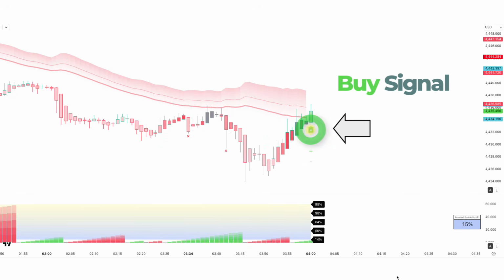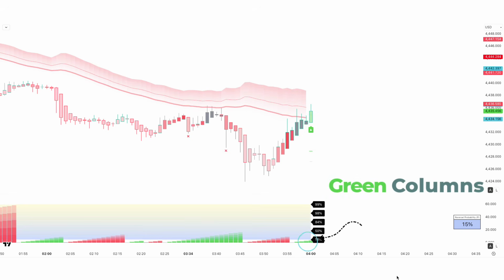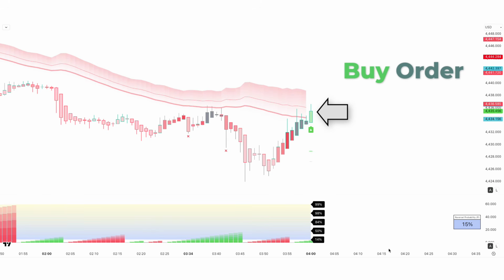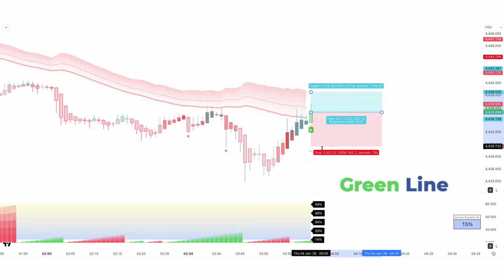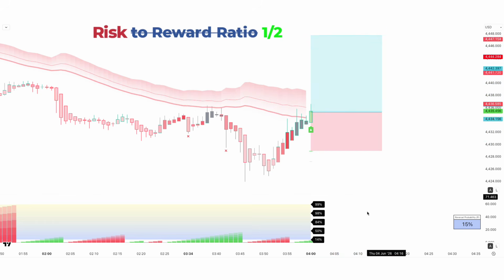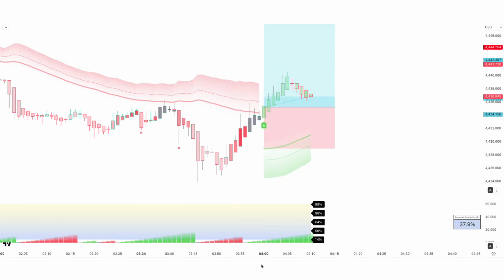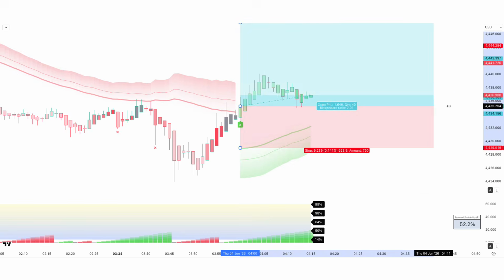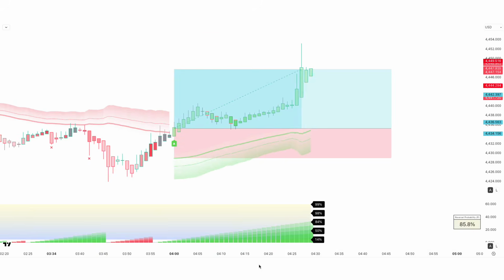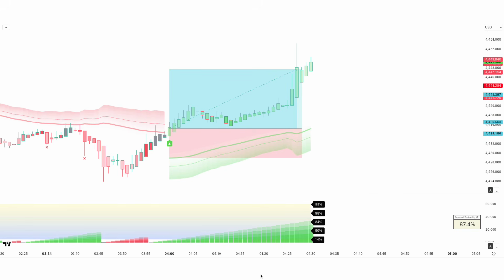Here the Fibonacci Entry Bands arrow up is a buy signal. Here the Trend Reversal Probability shows green columns. Here the market has made a bullish candle to give confirmation. So all our conditions are being fulfilled, so we are placing an order to buy. Our stop loss is to be placed at the green line, and the risk to reward ratio will be 1:2. Let's see what happens to our trade. Our trade is running in profit. We have won the trade. Let's find the next trade.